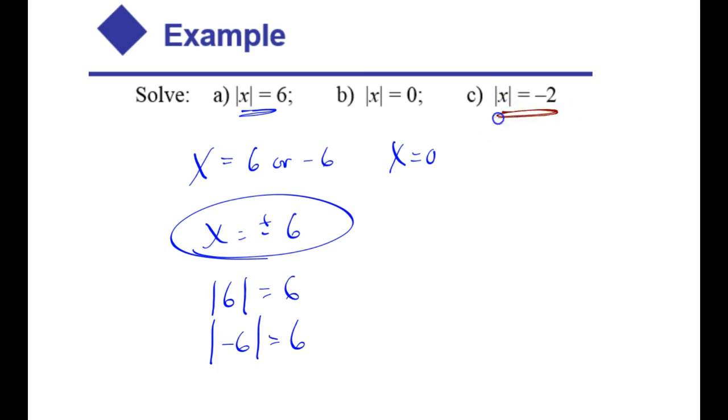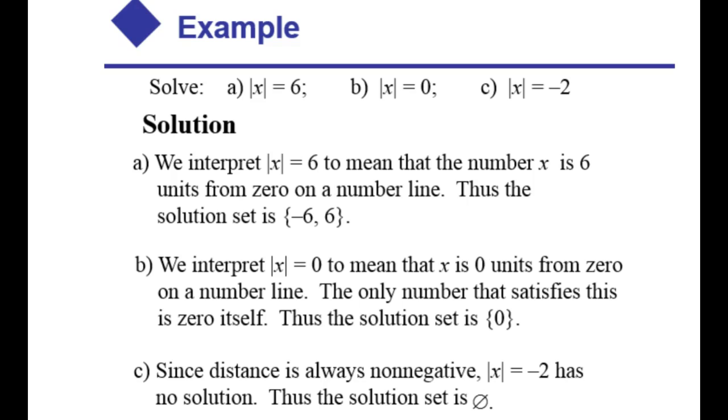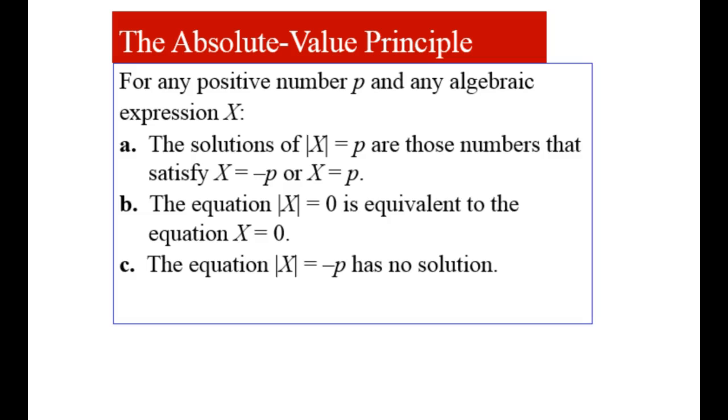For this last one, that's impossible. There's no value that you can put in here that would ever give you a negative number, because, remember, the absolute value of x is always a positive answer. Even if x is negative, it's the opposite of the negative answer. So again, solution set plus or minus 6, 0 has no plus or minus, and the empty set. So those are the three scenarios that could happen.